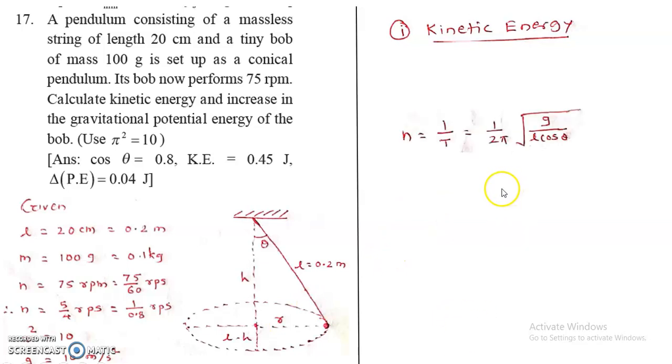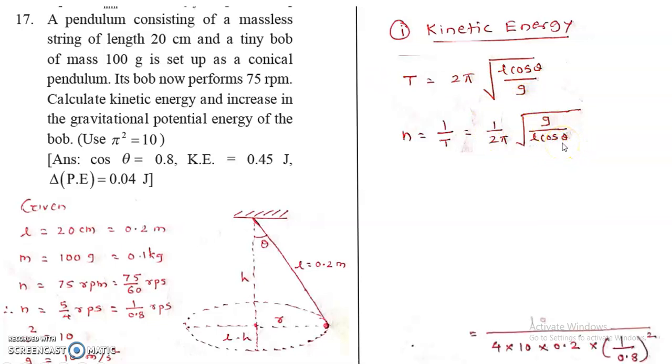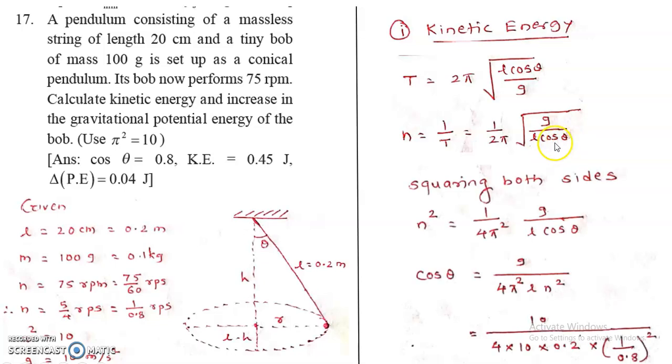Now let's see. Here we can use the formula of period, T is equal to 2 pi under root L cos theta by g. We write this formula for the frequency. Frequency is the reciprocal of period, so we take the reciprocal: 1 upon 2 pi under root g upon L cos theta. Now we substitute the values because frequency is known, and by using that we find theta.